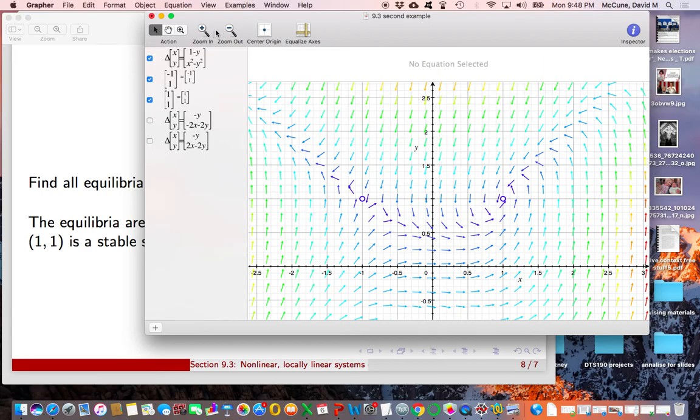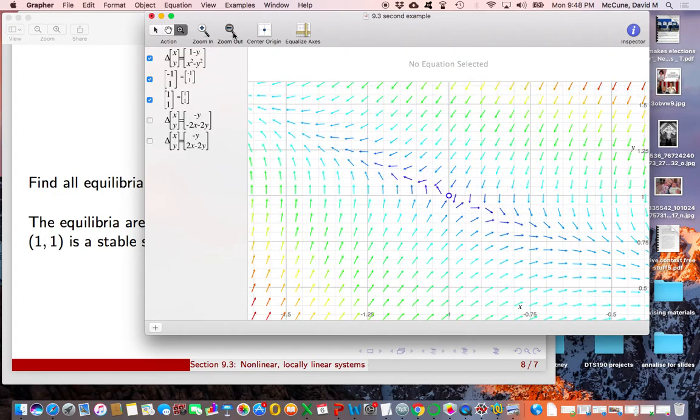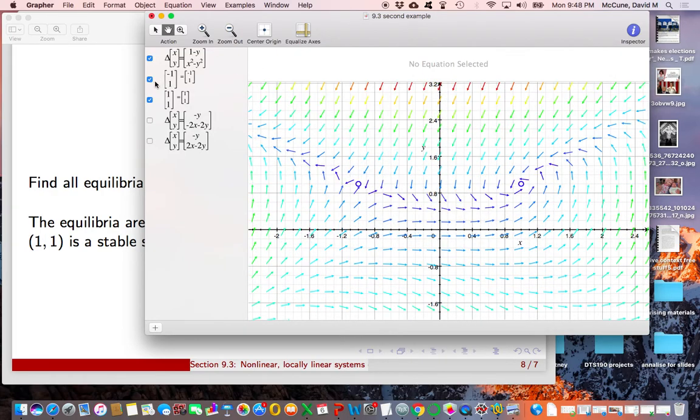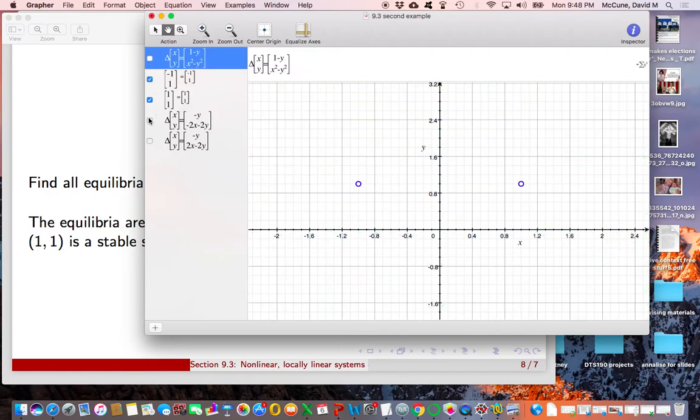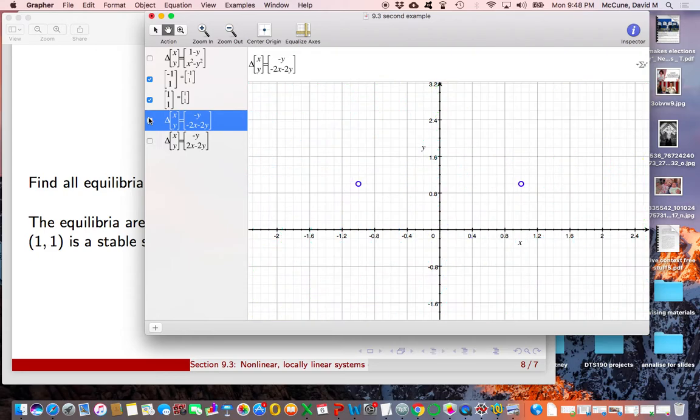So if I zoom in on, let's see, this point. Let's take a mental image of that. Okay, see that saddle sort of behavior there, right? So now if I zoom out and I plot the corresponding locally linear system, turn this off. See? Same thing, right?